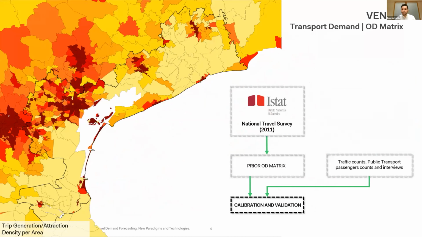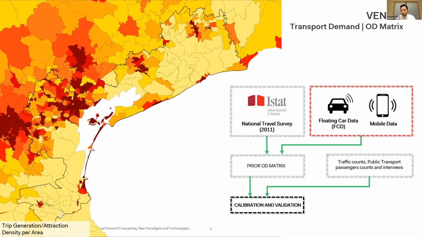So when we started to work on the model, we approached it by looking at traditional data, the ISTAT, which is the National Institute of Statistics of Italy. They carried out a massive travel survey in 2011 and provided a database with very detailed data, not only about the number of trips, but also about the mode in which those trips were made at the time. But since mobility is changing and people are moving out from the islands into the dry land, we wanted to look at more recent data, but we were also time constrained. So we looked at new data sources, in this case floating car data and mobile phone data. We integrated this information and analyzed different sources to create a prior OD matrix that was later calibrated through traditional data, which are traffic counts, passenger counts, and interviews.